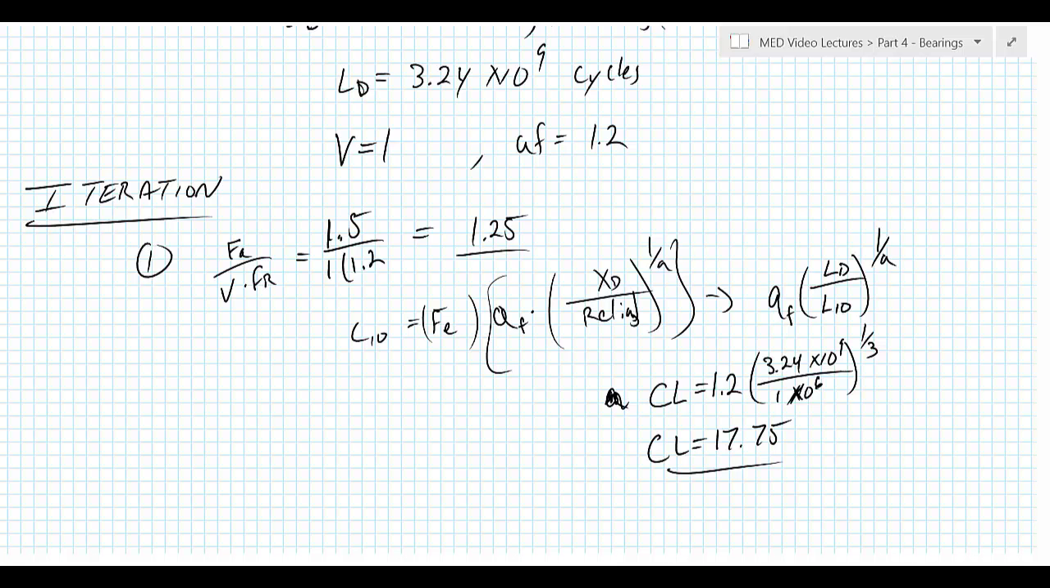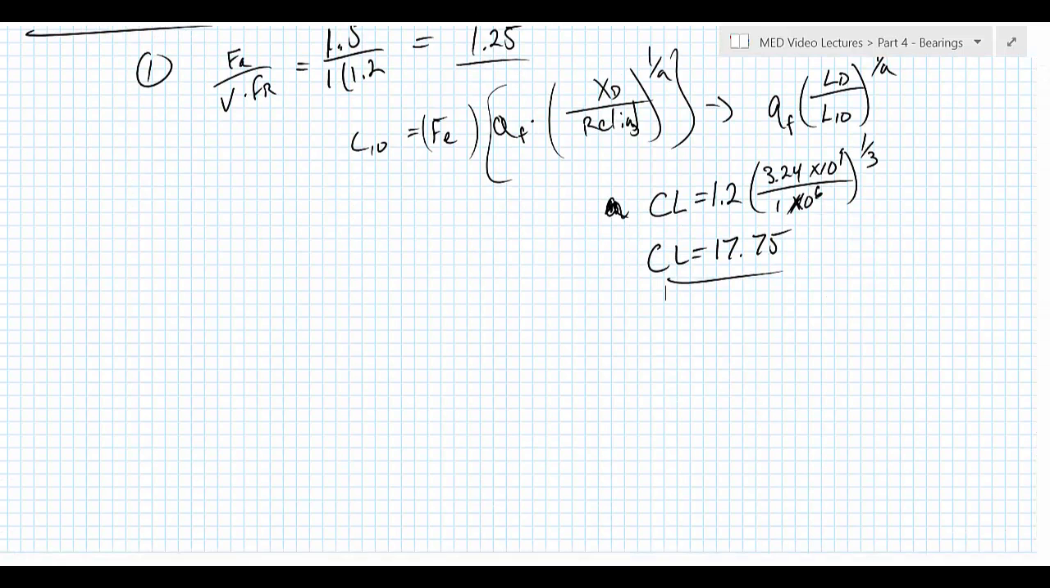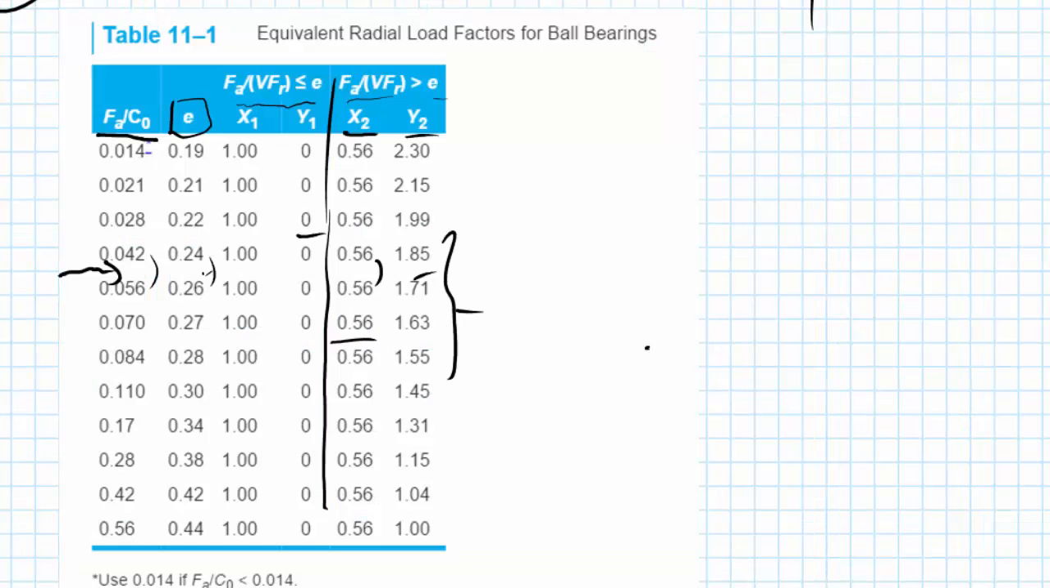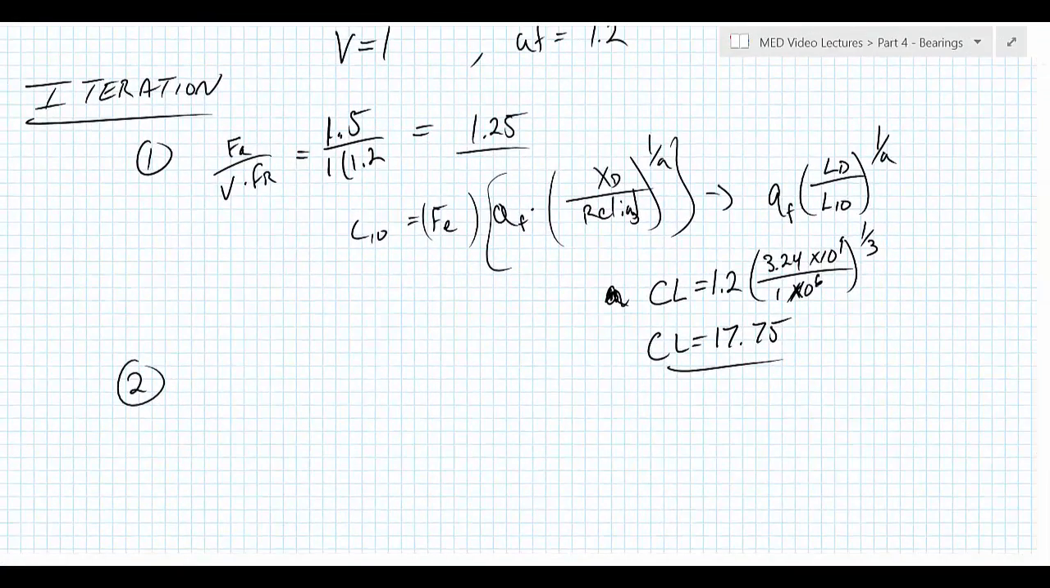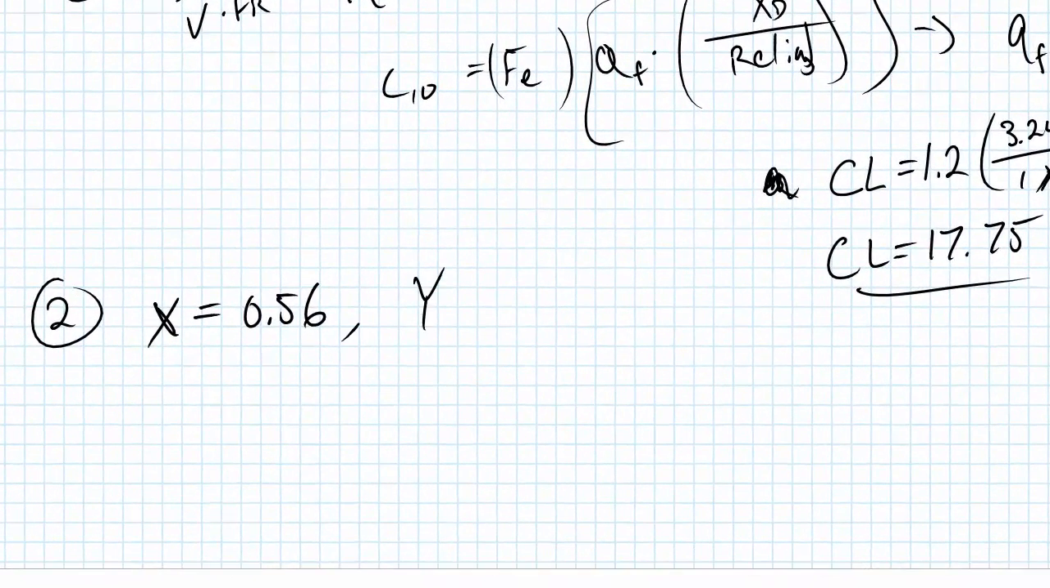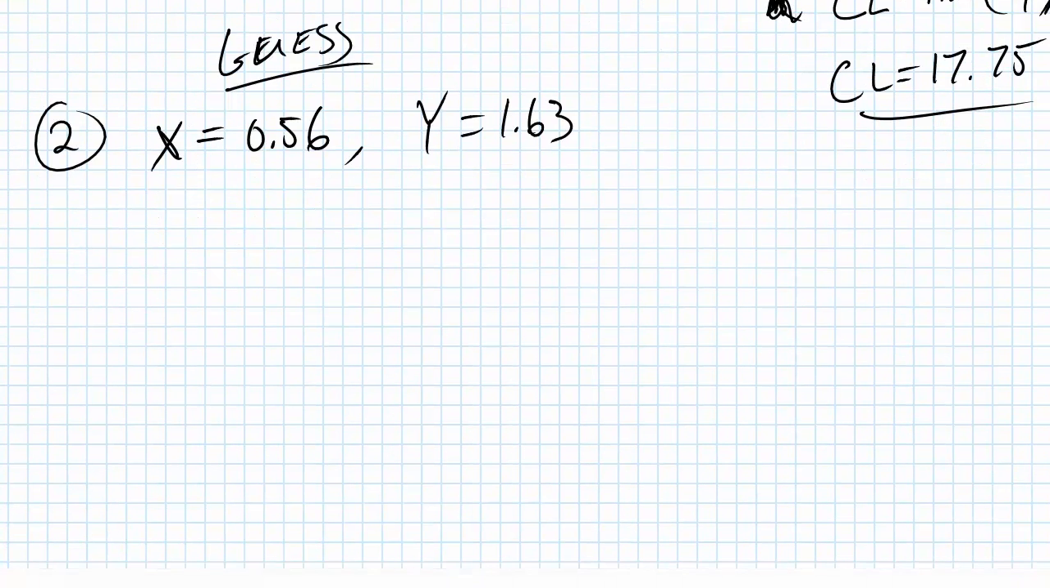All right, so now we can begin the process where we're going to be guessing our steps. So let's guess a value for x and y. Let's pick right smack dab in the middle, 0.56 and 1.63. So if we have nothing else to go on, we can just pick a value. So our first x and y are going to be 0.56 and y equals 1.63. So this is a guess, and maybe right, maybe wrong, we have to find out.